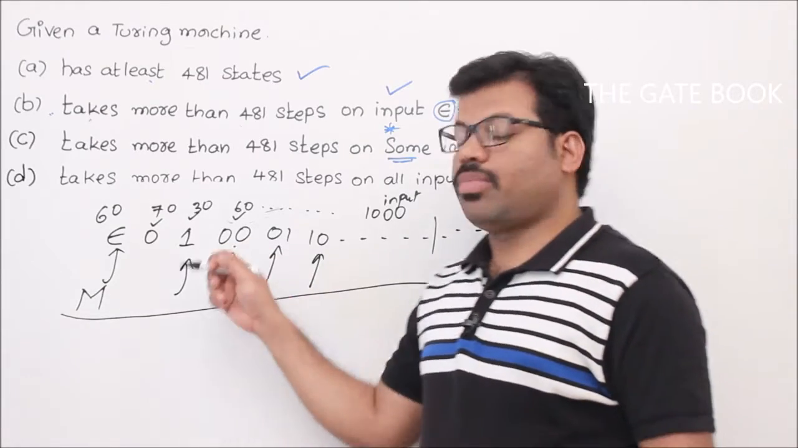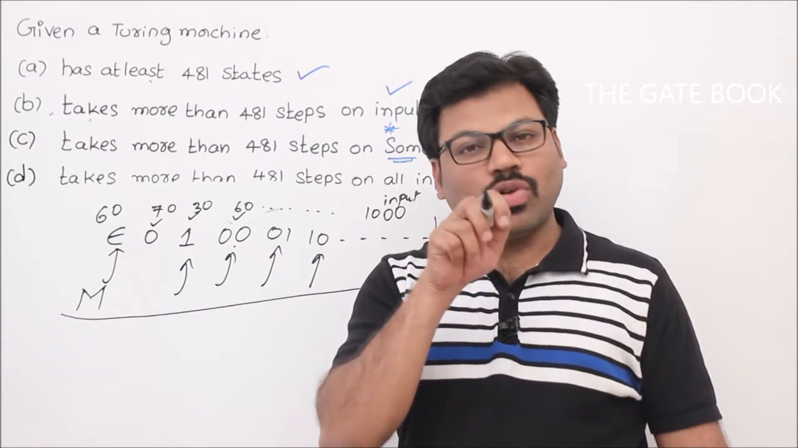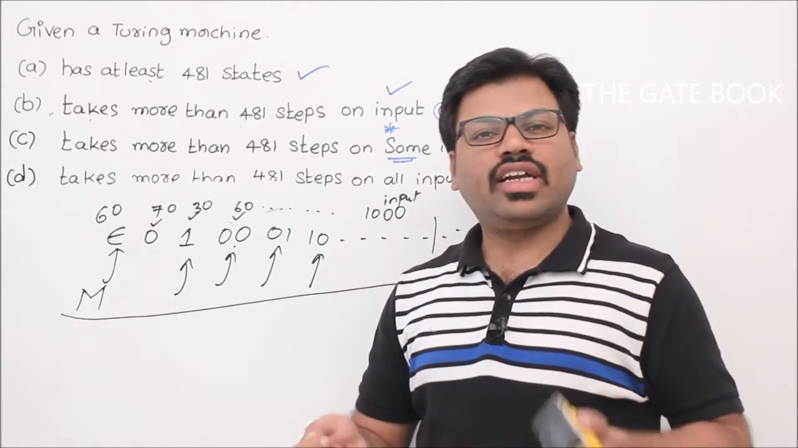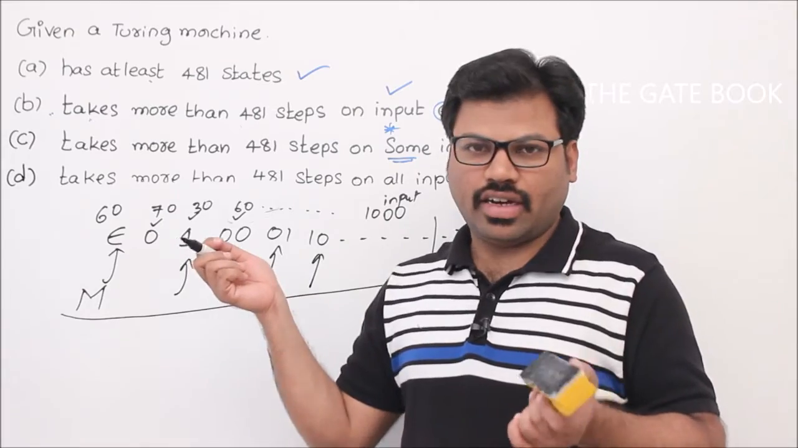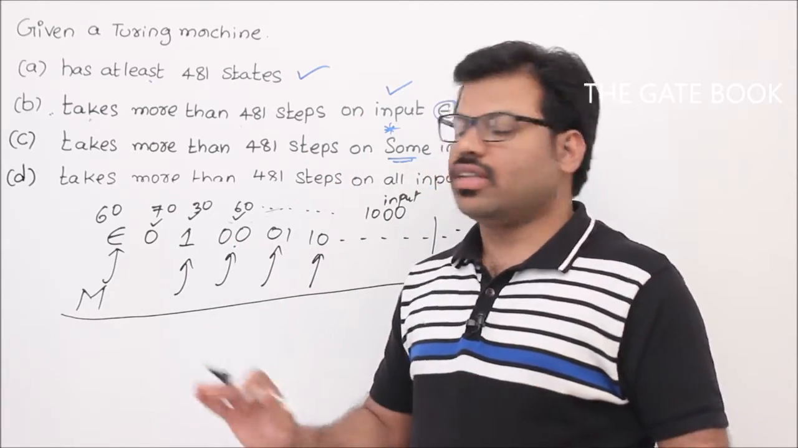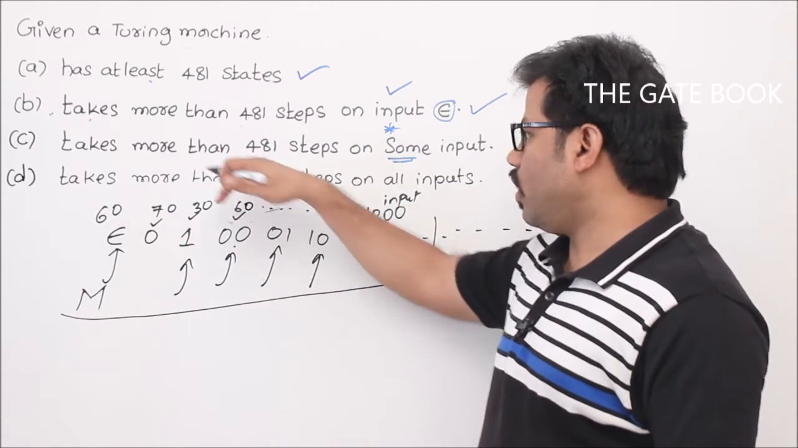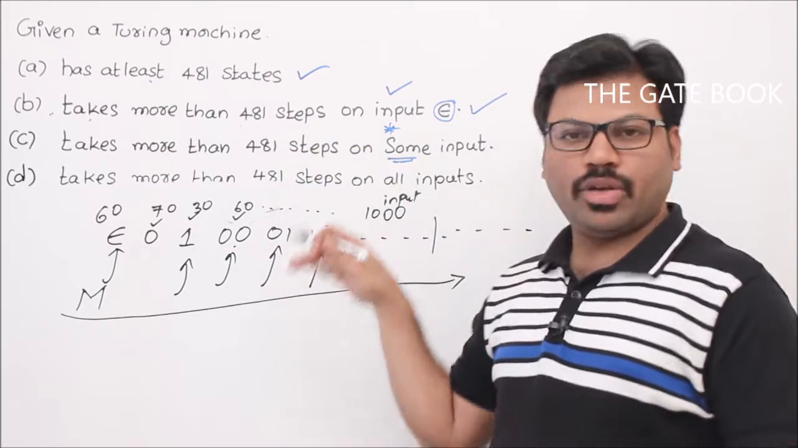That's why there is a chance of looping. But be careful, your procedure is like that. It doesn't mean that there is no smart technique, correct? So whatever procedure comes to your mind at this moment was asking for an infinite loop to check whether a Turing machine takes more than 481 steps on some input, correct?